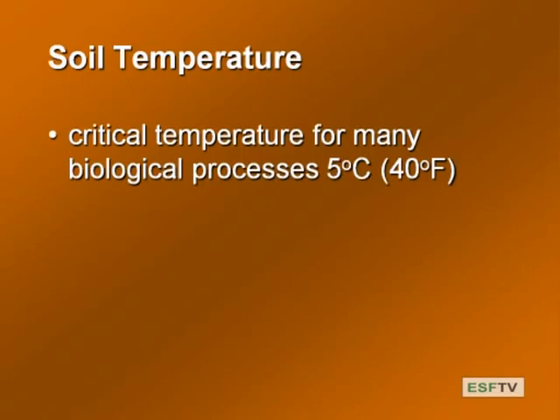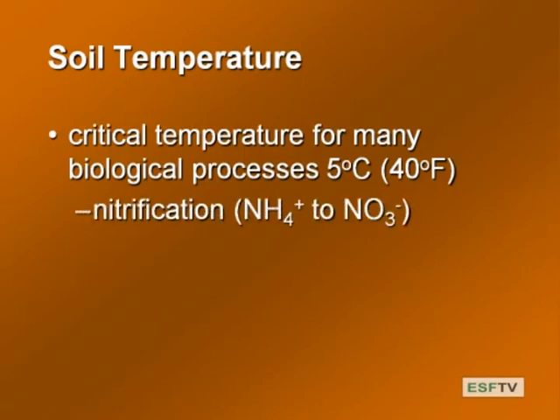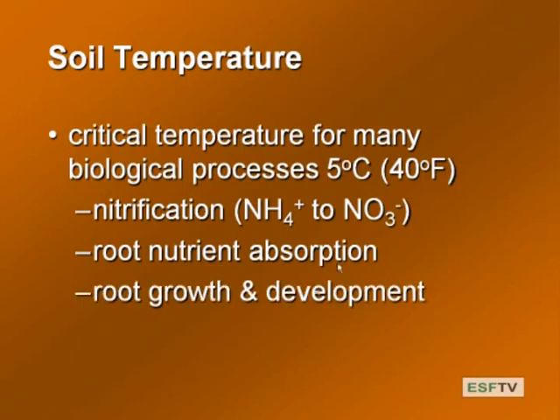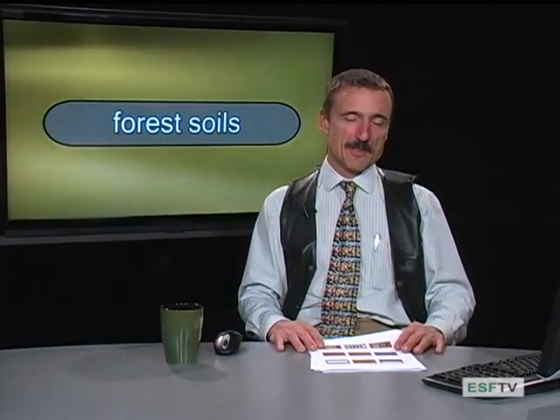So this is an important number to have. Things like nitrification, the conversion of ammonium, NH4 plus, to NO3 minus. Nitrification, we'll look at this in detail next month. This doesn't really get started in any kind of rate until we hit this 5 degrees C. Things like root nutrient absorption and uptake don't really get going until you hit 5 degrees C. Again, it's general; it doesn't go to 0 below 5, but it really slows down. So this is an important threshold. Root growth and development too. With that, we're going to close, and we'll pick up soil temperature next week.